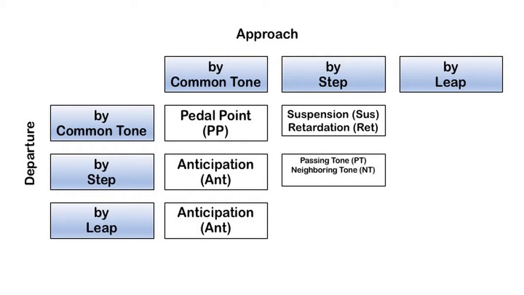Now let's take a look at non-chord tones that are approached by step and left by step. We have two of those, and we will label them based on the direction of the departure from the non-chord tone. If we have a non-chord tone that is approached by step and left by step in the same direction, we call that a passing tone. That is, it passes between two consonant tones.